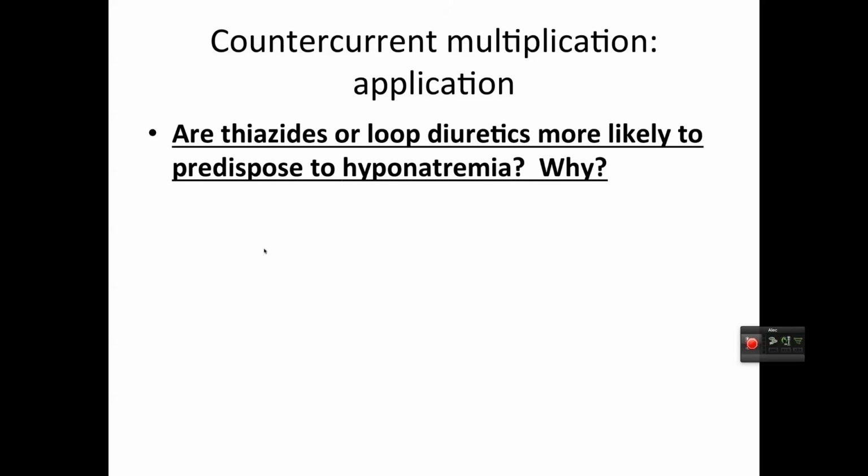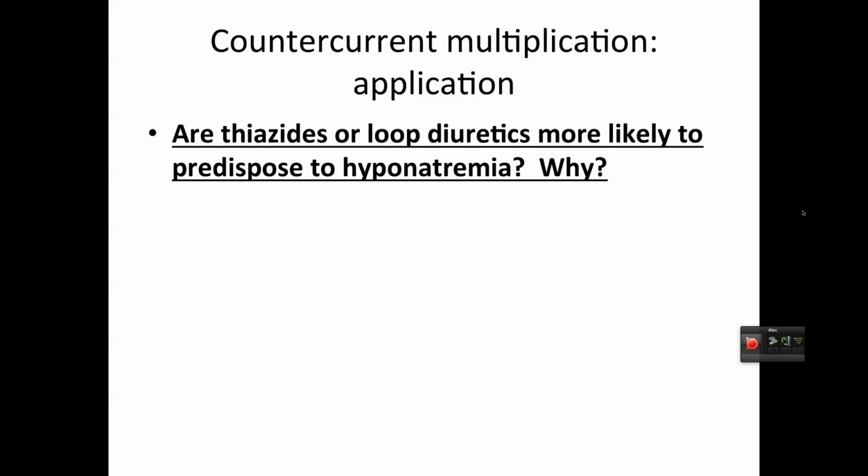Who can answer this question for me? I think it's thiazides because they don't interfere with the countercurrent multiplication. Okay, perfect. Can you explain? Actually, I never fully understood that. I just remember it from studying the PowerPoint, but I never understood it, so I wanted to hear it from this discussion. Sure. Can someone explain it? I bet Chrissy can.